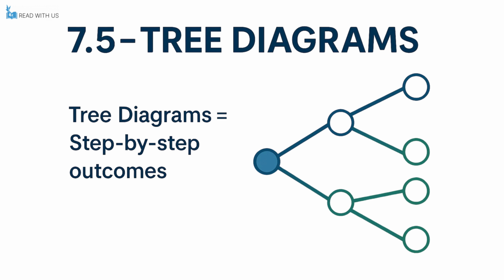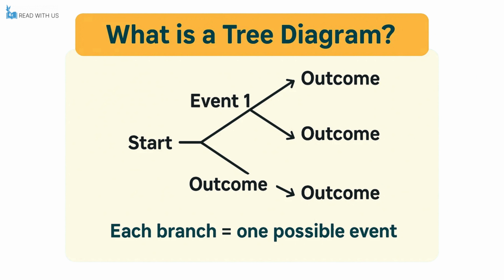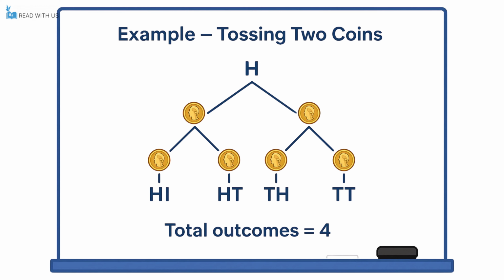In this lesson, we're going to learn about tree diagrams, a visual way to show all possible outcomes in probability. A tree diagram helps us organize outcomes step by step. Each branch represents a possible event, and as we move from left to right, we see all combinations that could happen. Let's start with a simple example.